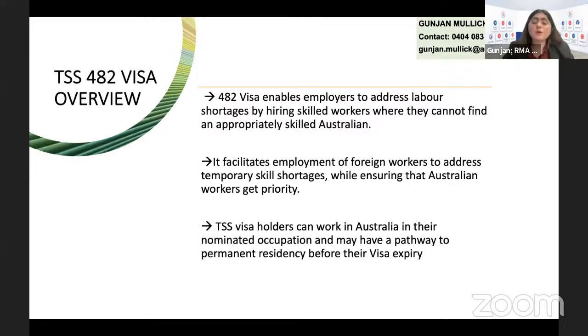So the TSS visa holder with the 482 can work in Australia in their nominated occupation. And because it's a temporary visa, obviously every applicant and every migrant is looking towards permanent residency. So this 482 visa may lead to permanent residency in most cases if the occupation is in a short-term or a medium-term list. Short-term, I say, because of the transitional arrangements that the department introduced. But mostly the occupation may have to be in a medium-term list if you are on a 482 nominated visa.